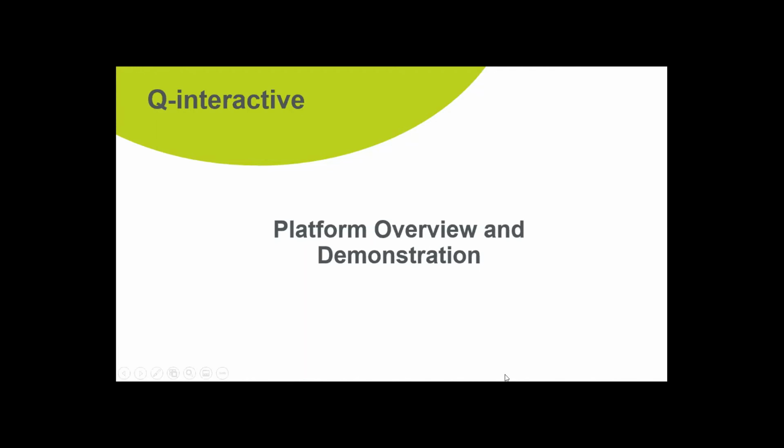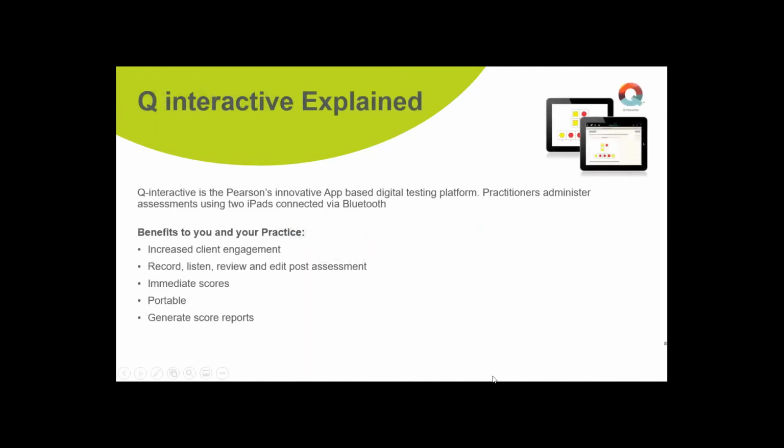You'll hopefully see that over the next few slides, and as I lead into the demonstration on the iPads too. So just a brief bit of background about Q Interactive. Q Interactive is an app-based testing platform. It works using 2 iPads, one used by yourself as the practitioner and one in front of the client, and that's essentially the stimulus device. The 2 iPads talk to each other using Bluetooth, so there's no requirement for a Wi-Fi connection in your place of assessment, and you'll be able to share the stimulus material between iPads just using that Bluetooth connection.